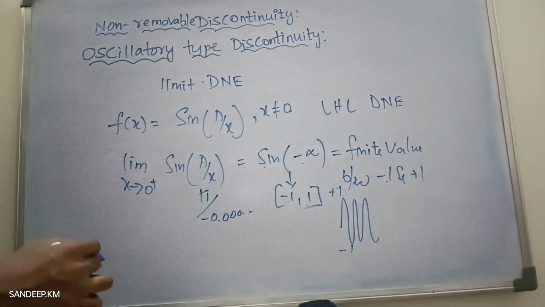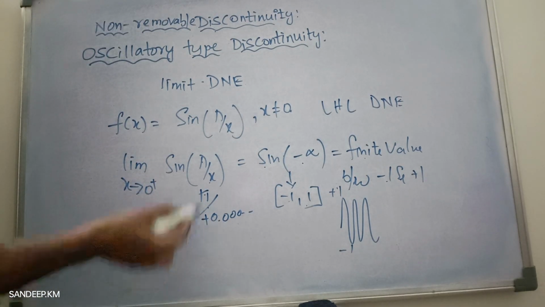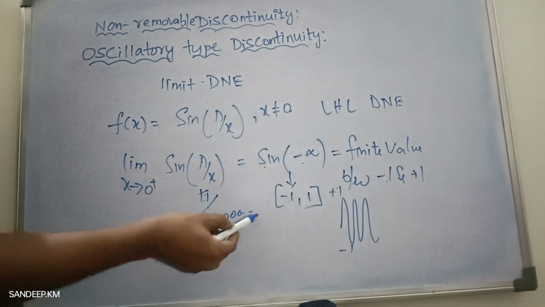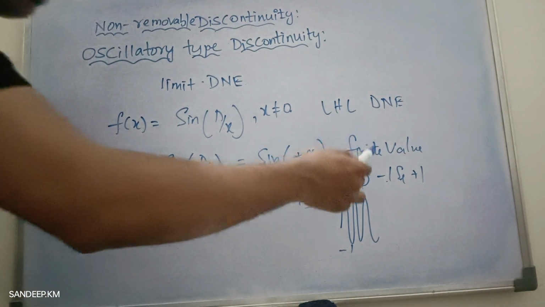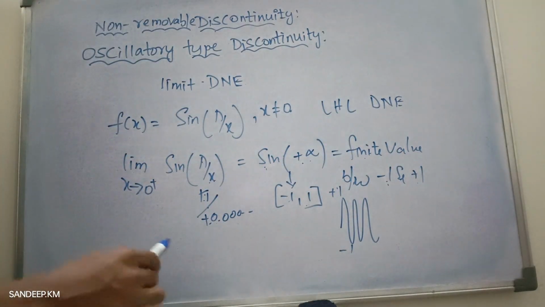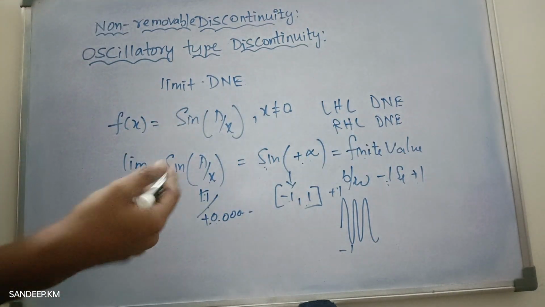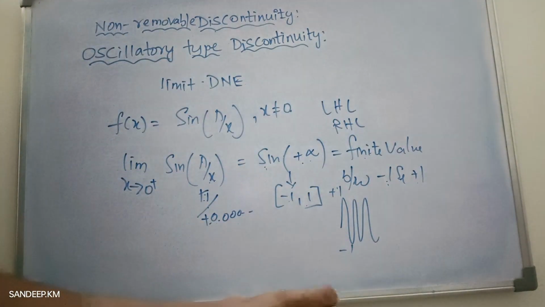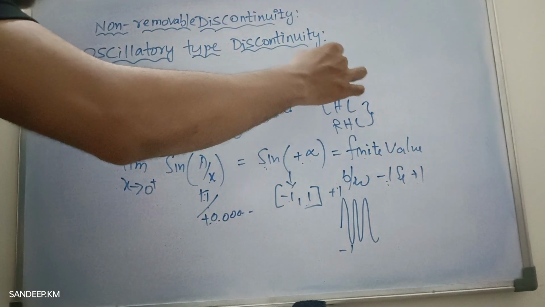Similarly, what about right hand limit? Limit x approaches 0 plus sine of pi by x. Then it is nothing but pi divided by 0.000 and so on, which means plus infinity. And sine of plus infinity is also a finite value between minus 1 and plus 1. But we do not know what is that finite value. So we can also say that the right hand limit does not exist. Left hand limit is not defined and right hand limit is also not defined. Therefore, the limit does not exist.